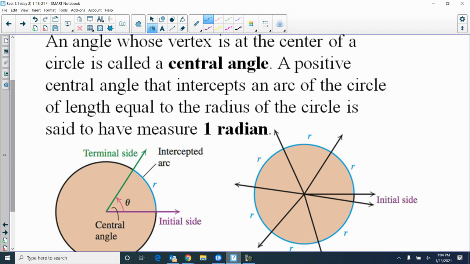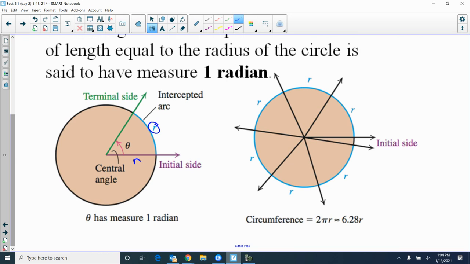And we're going to revisit that circumference problem again in a few seconds. Okay, again, radians. Dealing with the central angle, which means the vertex is at the center of the circle. A positive central angle that intercepts an arc of the circle of a length equal to the radius. If that length is the same as the radius, then the central angle has a measure of 1 radian. If you would then have 2 radians, that arc length would have to be 2r.